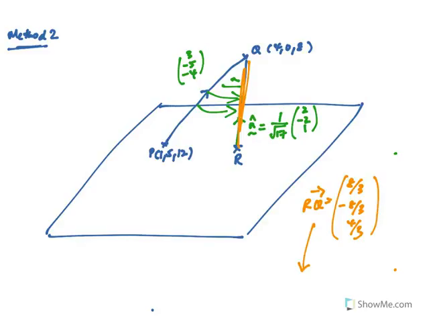And from RQ, you can then find OR. So I'm not going to show in detail here, but I hope you are able to do it. So you can try this out. This is the second method.